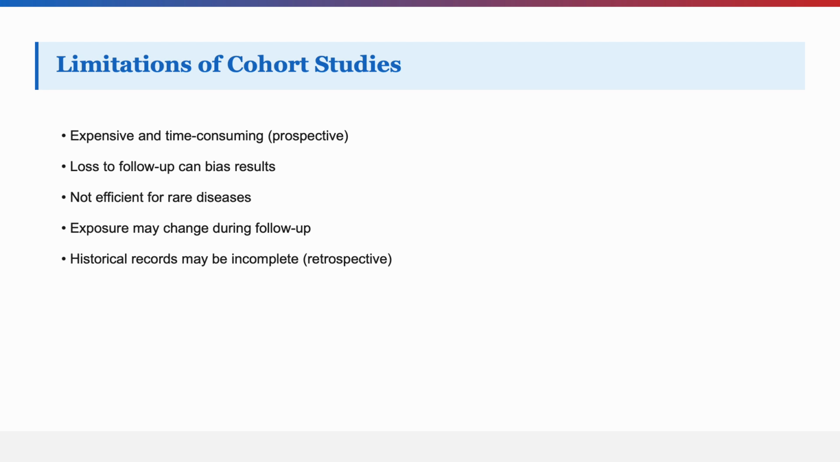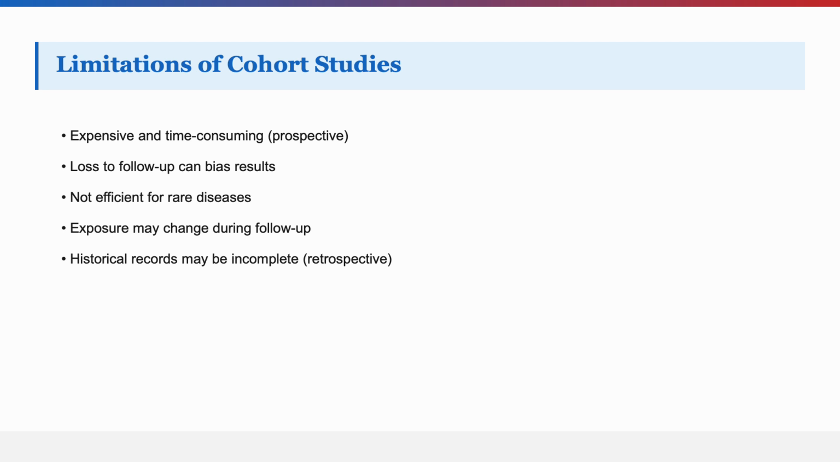If 30% of your cohort is lost, moved away, died of other causes, or stopped responding, and loss is related to both exposure and disease, your results are biased. Differential loss to follow-up is a major concern. Cohort studies are inefficient for rare diseases.